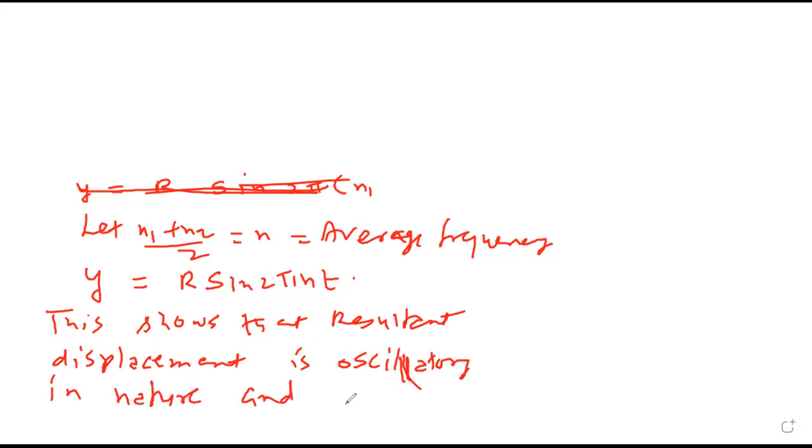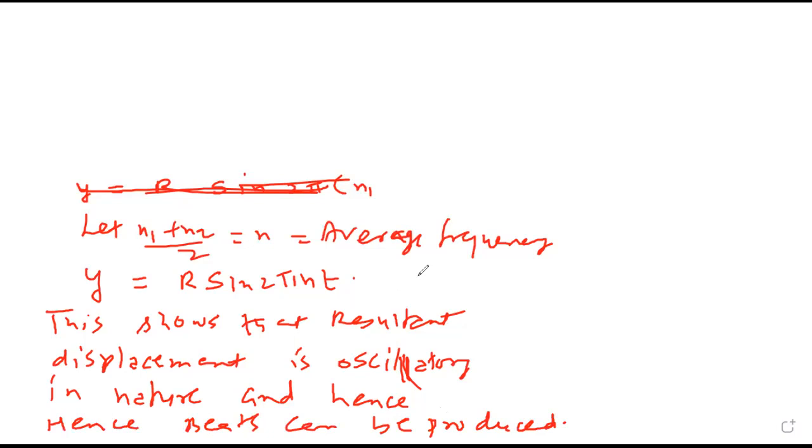2 pi nt means it is oscillatory in nature and hence beats can be produced. Because if oscillatory, then only the amplitude will become alternately maximum and minimum and beats will be formed. So just copy till this, then we are checking after what time these waxings and wanings can be created, to give me B. Just conclude till this.